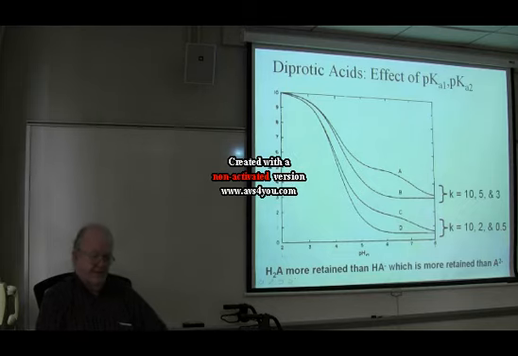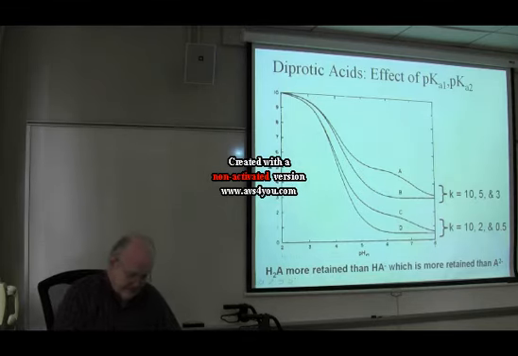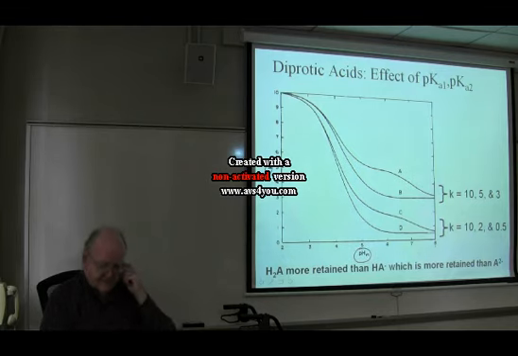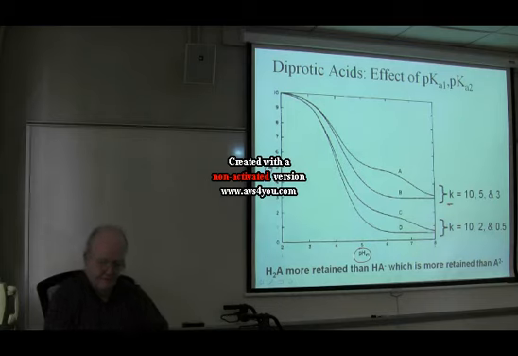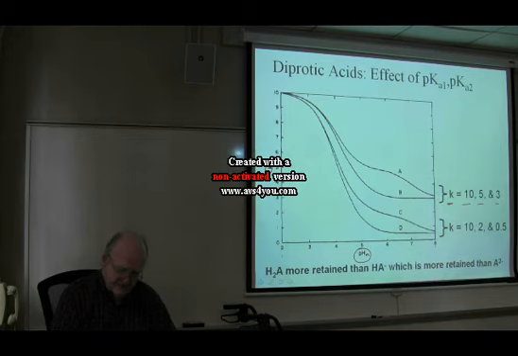And this is what plots of the retention factor versus pH of the mobile phase look like. This number refers to the retention factors of the 3 different forms, 10, 5, and 3. And this is a different case. This is for diprotic acid, 10, 2.5.